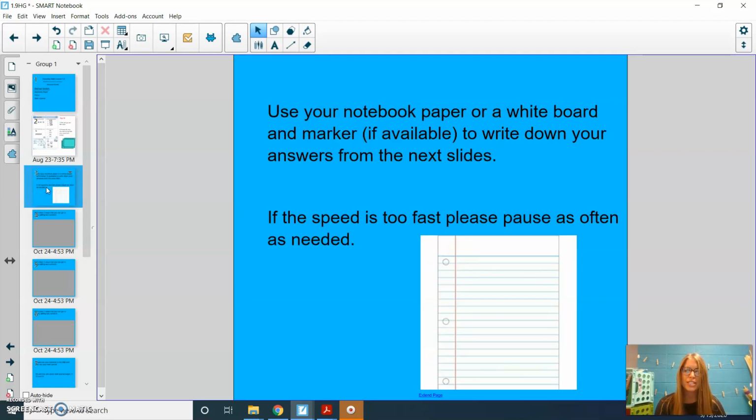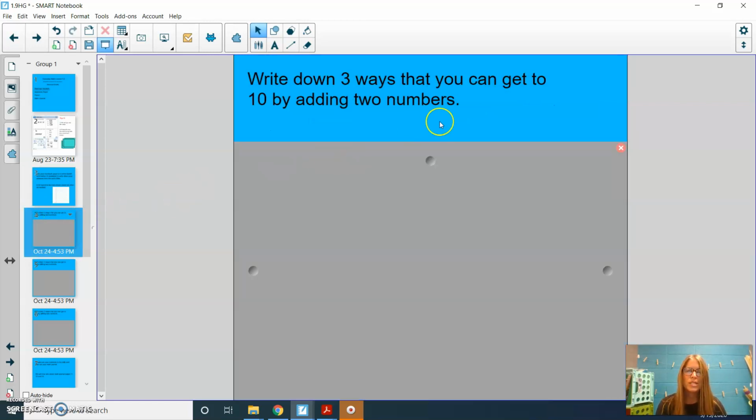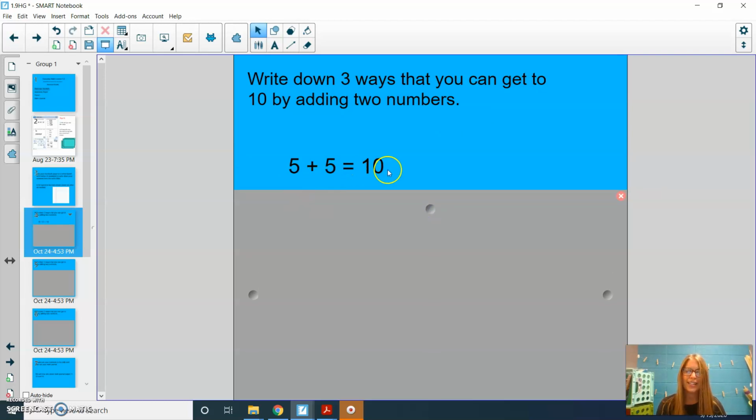We'll put our math journal to the side for a moment, and if you could take out either your notebook or whiteboard and marker if available, and if I'm going too fast, please pause as often as needed. Boys and girls, can you write down 3 different ways that you can get to 10 by adding 2 numbers? I'll show you one way, just so you know what I mean. I know that 5 plus 5 is equal to 10. Can you see if you can come up with 2 more ways to get to 10? Press pause and then play when you're ready to hear my answers.